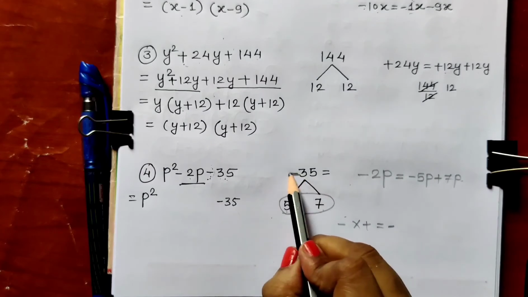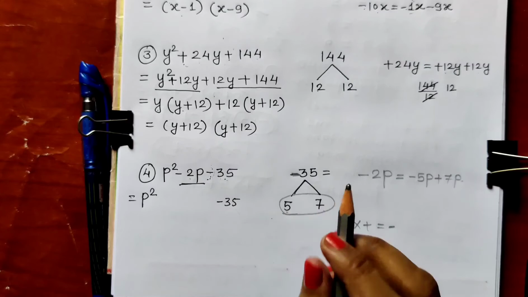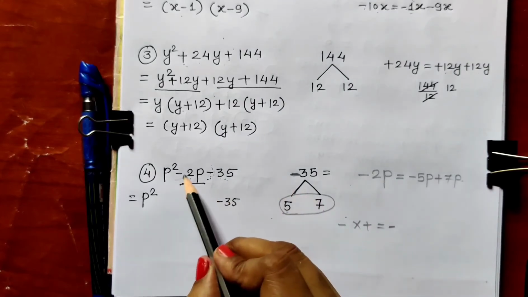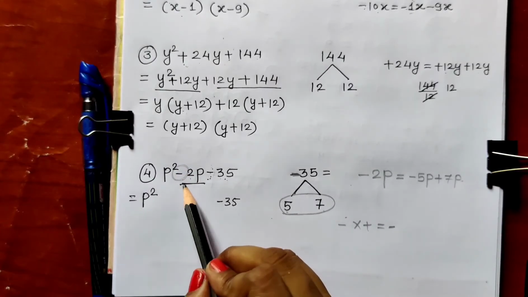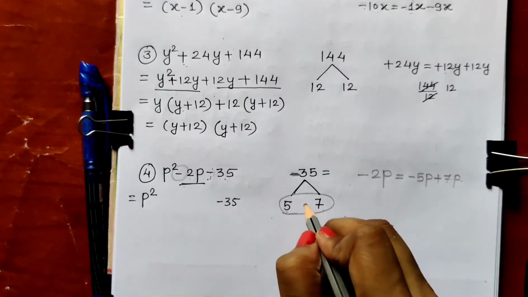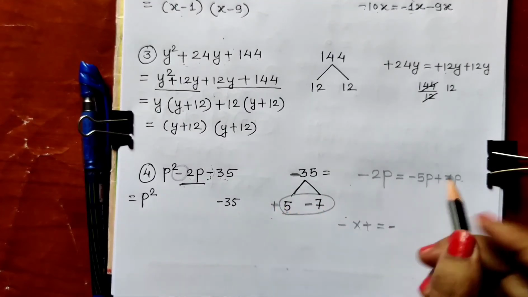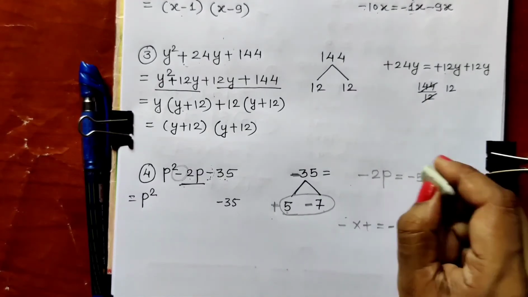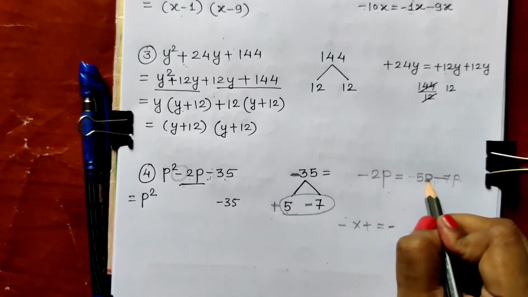And that's why when the constant term has a minus sign, one factor should have a minus sign and the other factor should have a plus sign. So while giving the sign, you have to see this sign. If the sign of the middle term is minus, then the bigger number should have the minus sign and the smaller number should have the plus sign. Okay, so here what should be done? Bigger number should have minus sign and smaller number should have plus sign, minus and plus.